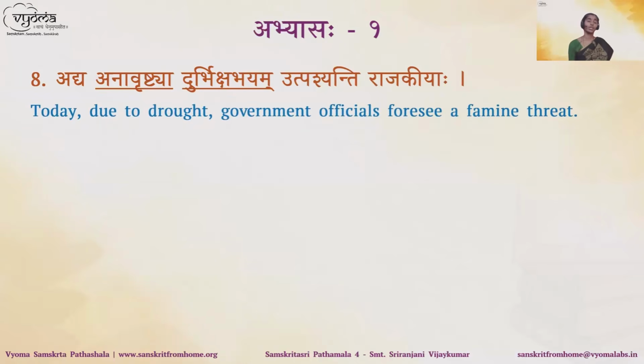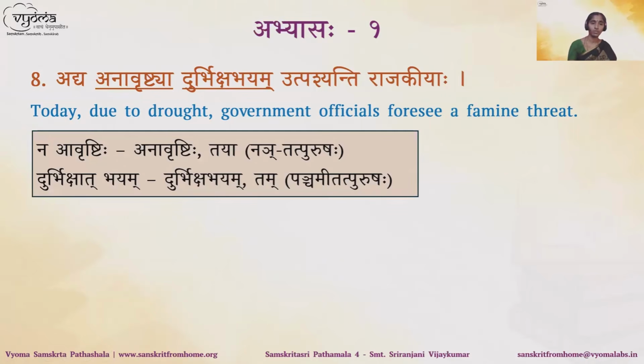So today, Adya Anavrishtya, due to drought, no rains. Durbhikshabhayam. Rajakiyaha Durbhikshabhayam utpashyanti. The government officials foresee a famine threat. So na avrishtihi, anavrishtihi, then taya, that is nai tatpurusha. Then durbhikshat bhayam, because of the word bhayam, panchami tatpurusha, durbhikshat bhayam, durbhiksha bhayam. Then we say tam, right? First we give the answer in Prathama Vibhakti, and then we use the Tat Shabda forms to indicate the Vibhakti. Astu. So next question.